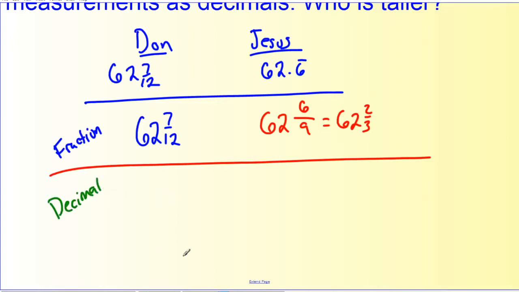Now, if you haven't done this part yet, the second part here, change them both into decimals. When you're ready to continue, hit play, and we'll go through it together.